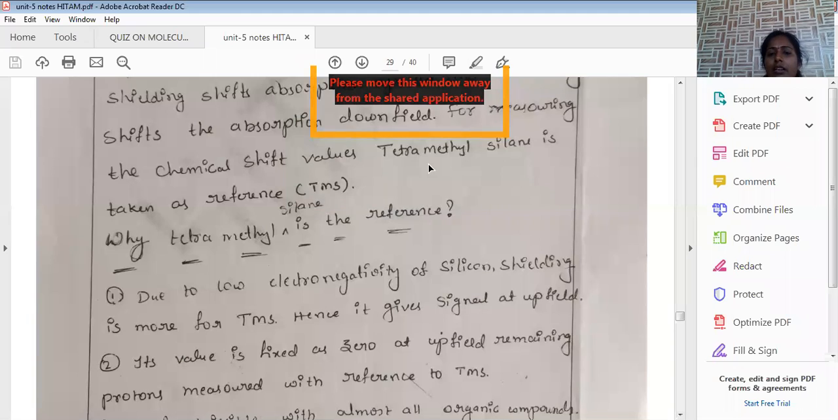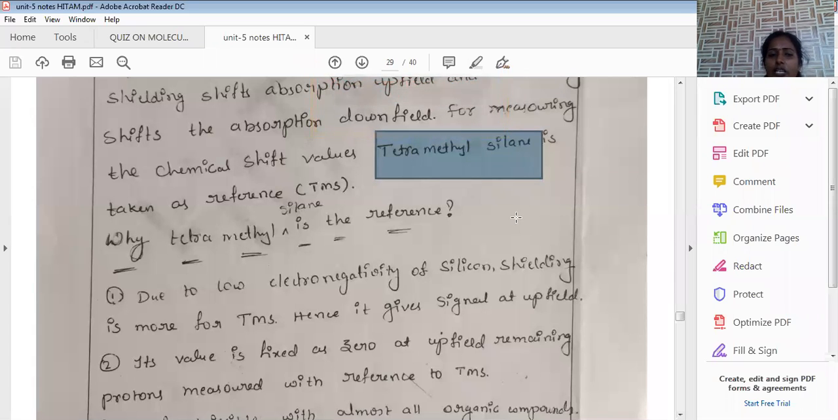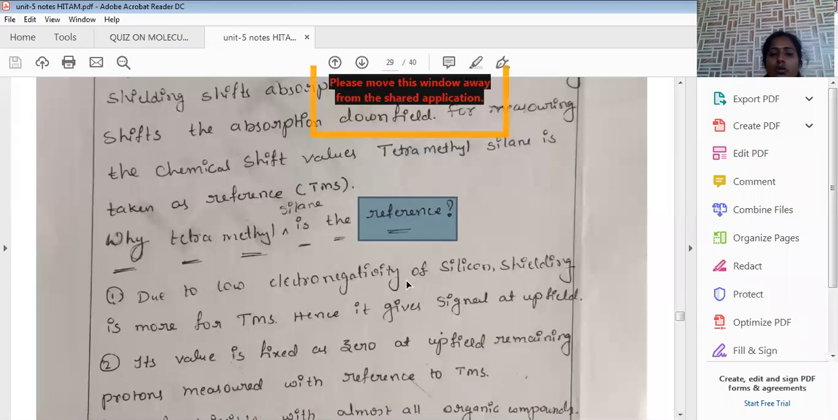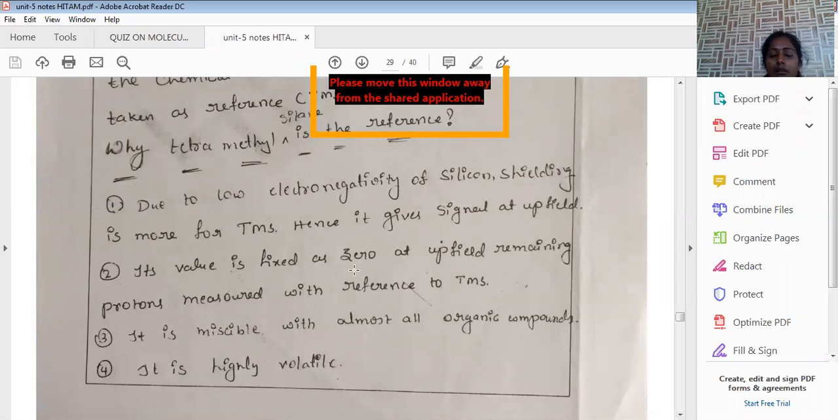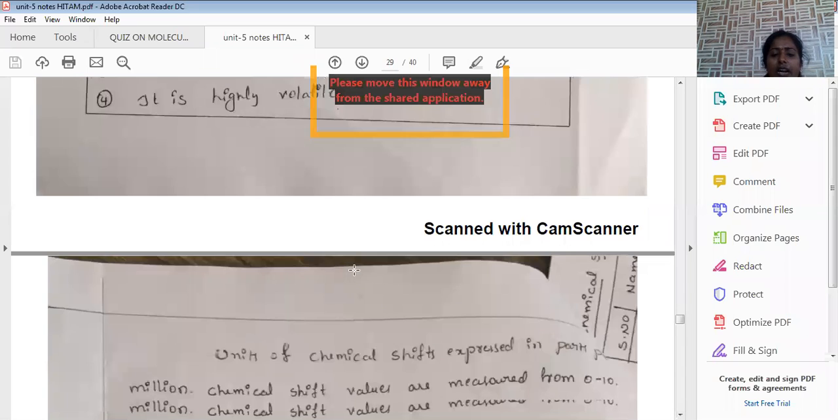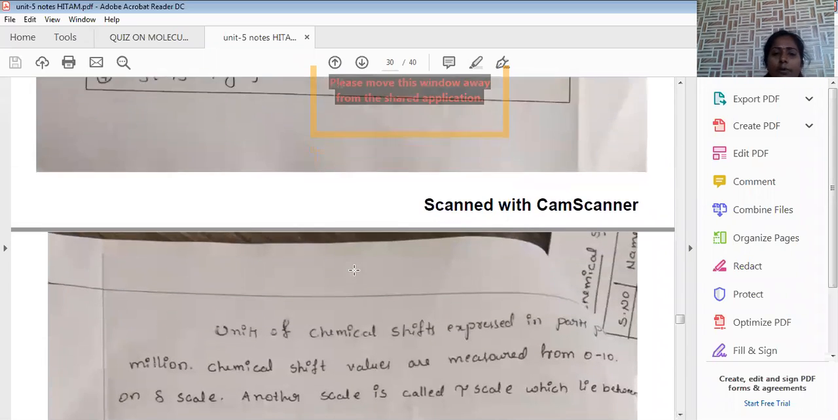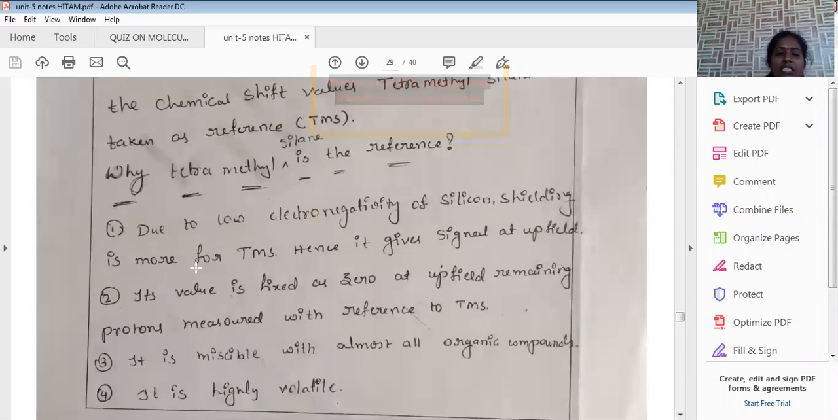TMS stands for tetramethylsilane. Here, a short answer question may be given: why is tetramethylsilane taken as the primary standard in this NMR spectroscopy? Why is it selected, why is it taken as a reference compound? The reason is, tetramethylsilane stands for silicon surrounded by four methyl functional groups in a tetrahedral structure. Around the silicon atom, four methyl groups are present. This tetramethylsilane has extremely low electronegativity.